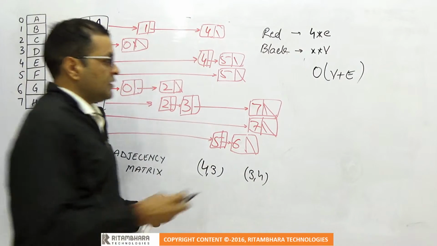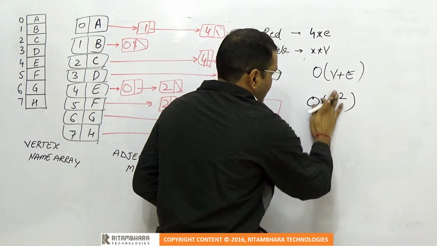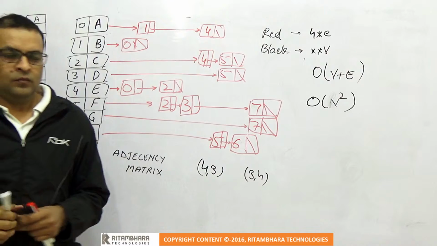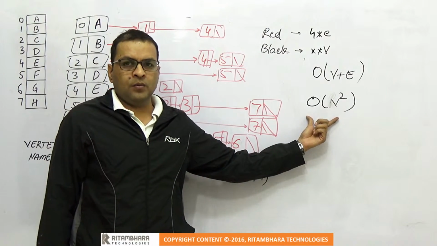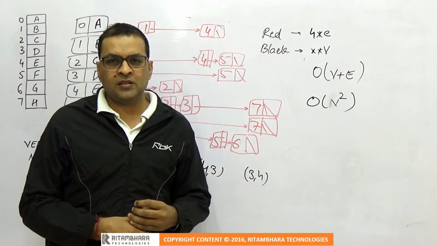In the case of the matrix, the memory consumed was on the order of V square. On the order of V square, right? So this is a quadratic consumption. From on the order of n square, we have brought the memory consumption to on the order of n.